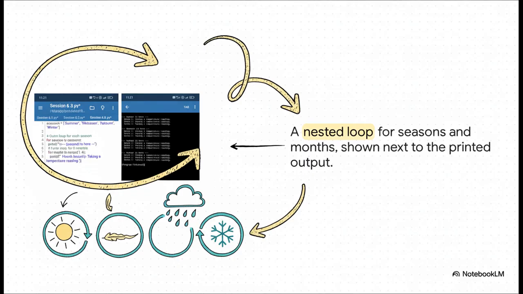See that? The outer loop goes through the seasons. The first time through, it hits summer and prints that out. But then it pauses. And the inner loop completely takes over, printing a line for month 1, month 2, and month 3. Only then, after that inner loop is finished, does the outer loop finally wake up and move on to monsoon. It's just a really powerful way to model these kinds of layered patterns.